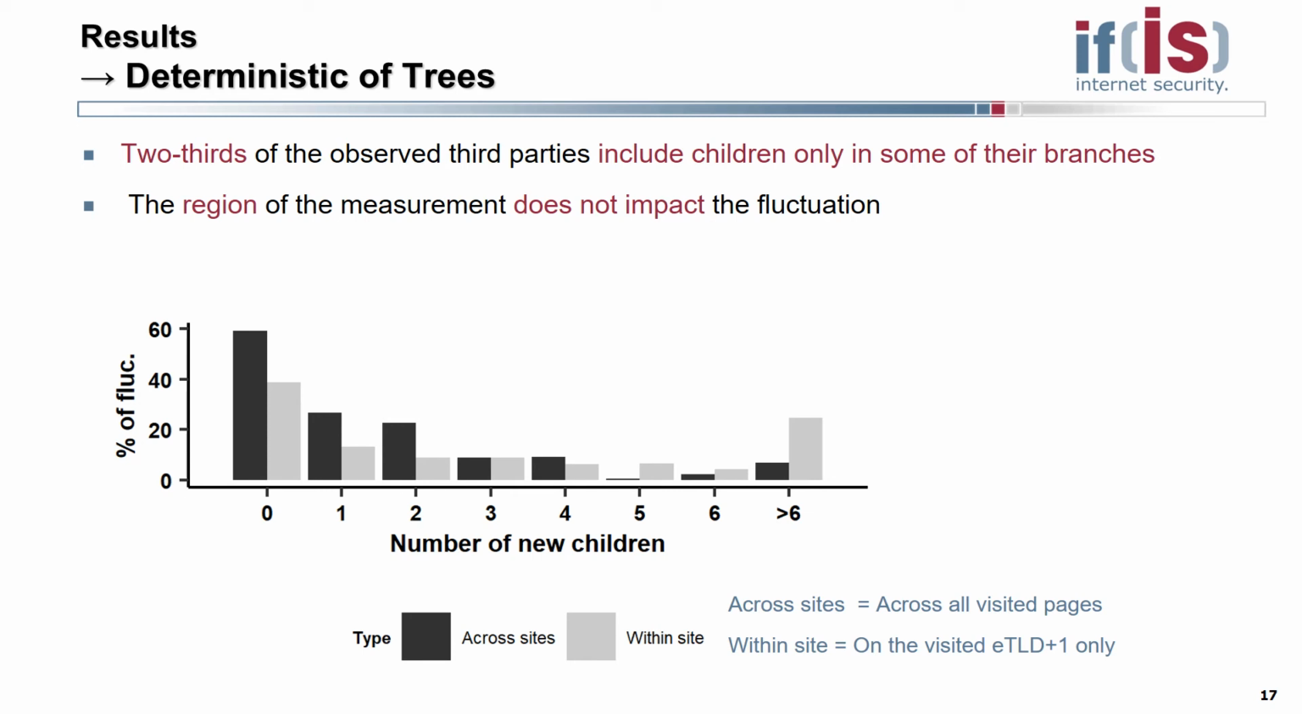For example, different ads that are embedded based on the content of the website. We found that almost 2/3 of the observed third parties included children only in some of the branches. On a global scale, we see a slightly different view, but it still does not provide a sufficient overview of the behavior of a third party. I want to highlight the steep increase of 6 or more new children in each branch, meaning that we have a very long tail distribution and that some third parties are not deterministic at all.